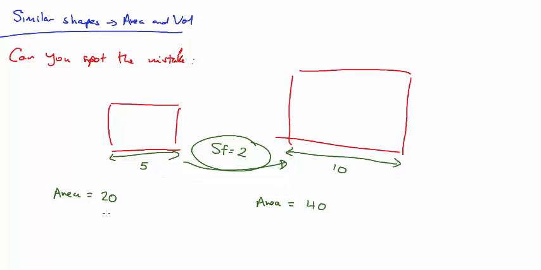So now, imagine you're told that the area of this is 20. What would the area of this one be? So we know the scale factor is 2 between them. The area of this one is 20. What is the area of this one? Now, here's what most people say, 40. Because they're like, if that's 20 and I know the scale factor's 2, then the area of this is 40.